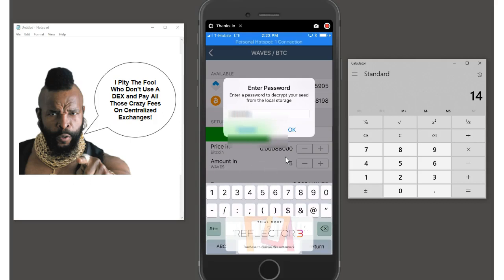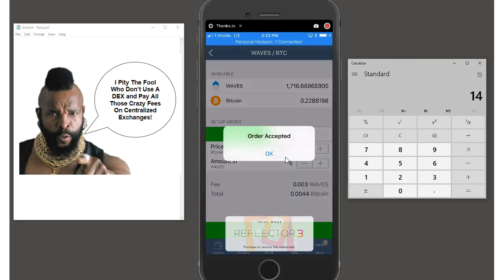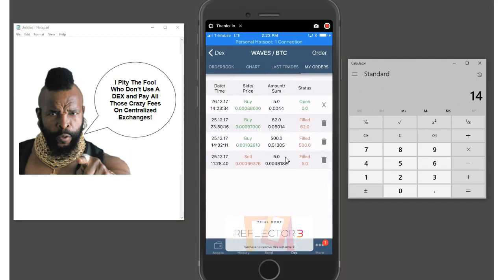Remember, you control everything here. You control your keys. Your Waves or your other currencies do not end up on the internet until you do the trade, kind of in real time. There's like zero exposure to you risk-wise. Order accepted. Now let's go ahead and look. It says I'm open, and it is filled almost instantly.